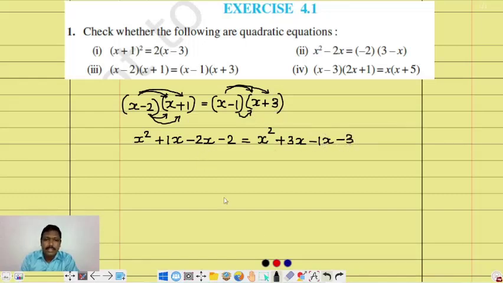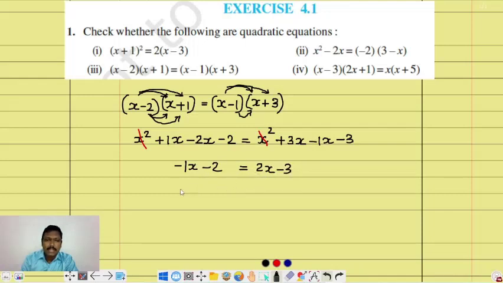Now look here, both sides we have x squared, so they cancel. From both sides we cancelled x squared. That means the x squared term is not there. From here itself we can say this does not form a quadratic equation. So minus 1x minus 2x will be minus 1x minus 2 is equal to 3 minus 3x minus 1x will be 2x minus 3.